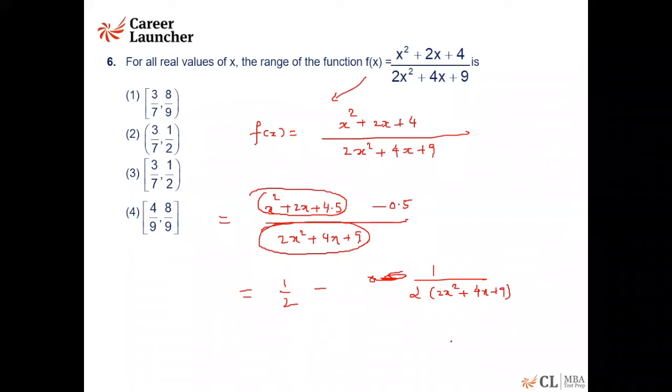So we know that as the value of x goes on becoming larger and larger and larger, this value will tend to 0. Hence, these two choices are anyway out. It should be one of these two choices. The second thing you can say is that this obviously has a minimum value, right? And that minimum value is basically something that we can find out.